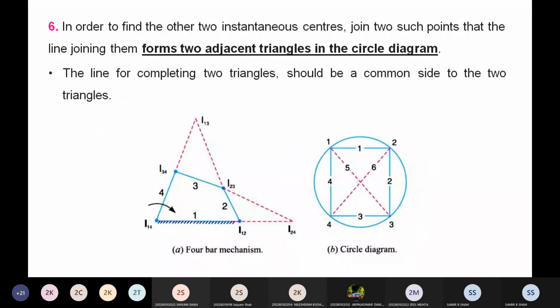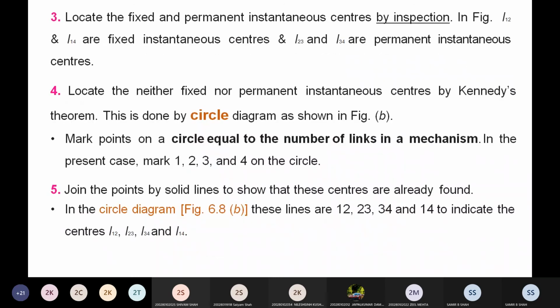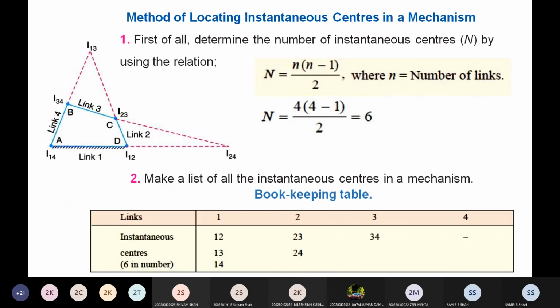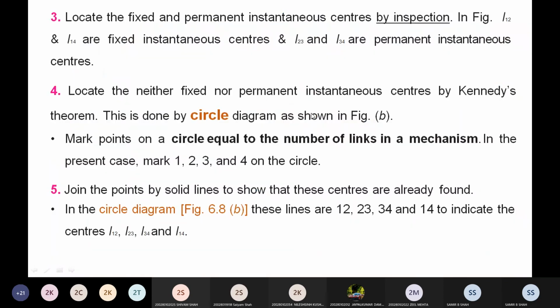I also have to compare with the actual diagram because it is very important. Now, mark points on the circle equal to the number of links in the mechanism. We know that this is a four-bar chain mechanism, so there are 4 links. So we have to divide our whole circle into 4 points, right? We put all 4 numbers on the circle.